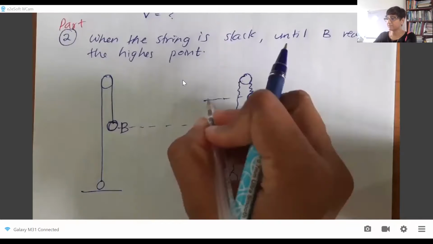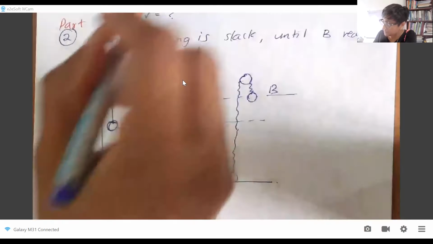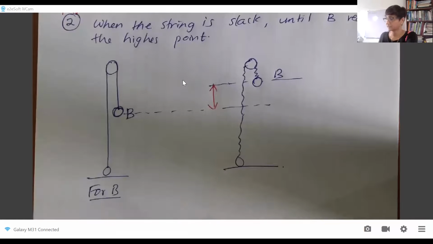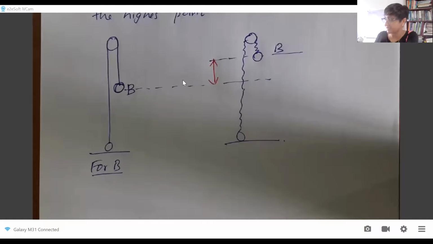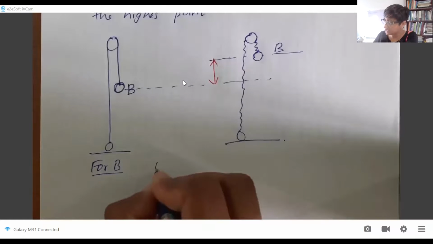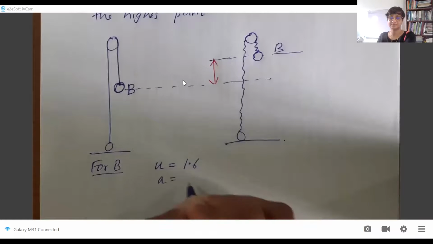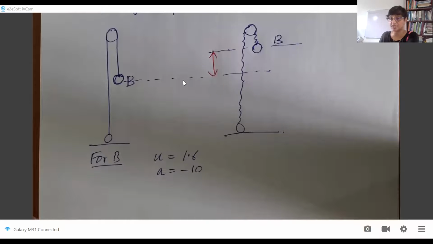That's from where we stopped in part 1 up to where it reaches the highest point. So for that section, again for B, I'm applying equations of motion. What is the initial speed? 1.6, I found it there. What is the acceleration? -10. That is gravitational acceleration; it's decelerating. What is V? I know V is 0 because I'm taking it up to the highest point.